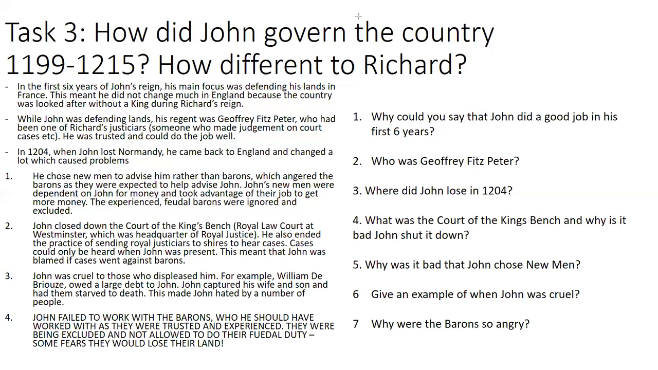So your job is to answer these seven questions. One, why could you say that John did a good job in his first 6 years? Two, who was Geoffrey Fitzpeter? Three, where did John lose in 1204? Four, what was the court of the king's bench and why was it bad that John shut it down?